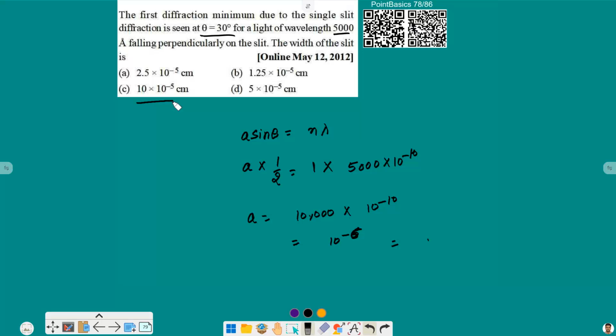I think none of the given options is matching properly. It should be either 10 into 10 raised to power minus 7, or 0.1 into 10 raised to power minus 5. But none of the given options is matching here. So I think there is some problem with the options.